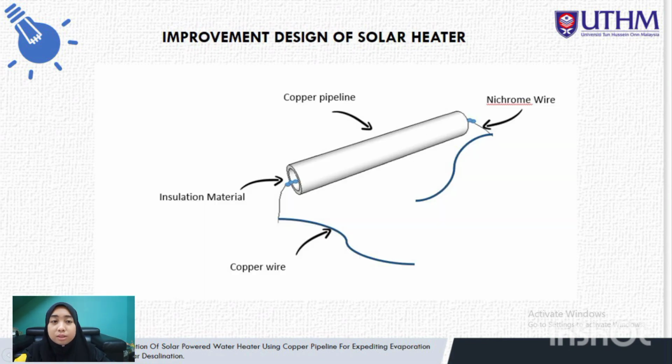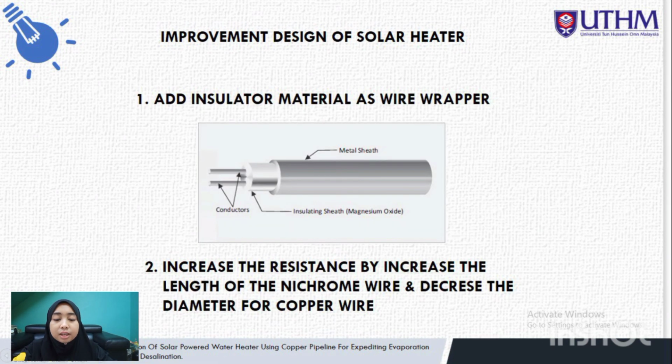So I came up with a new design of the solar water heater, in which I add insulator material. The other components are still the same, just inserting the insulation material as the wrapper for the nylon wire. So we will wrap the nylon wire with the insulation material. The copper pipe line will also be bent into a spring shape, but in this design, I will just show the straight one. So the first improvement is that I add insulator material as a wire wrapper.